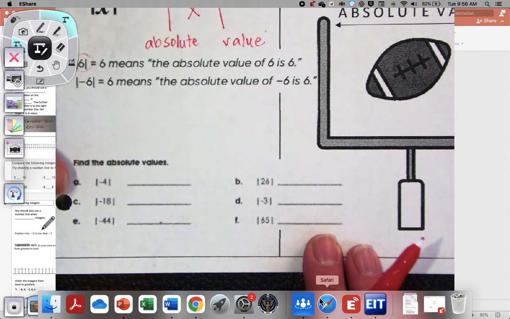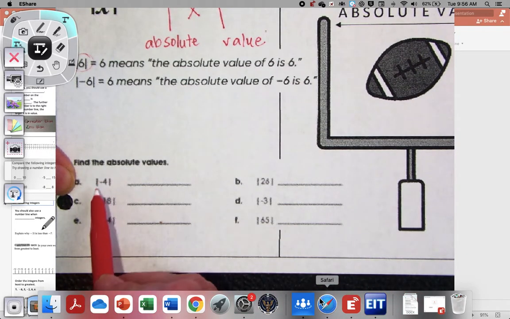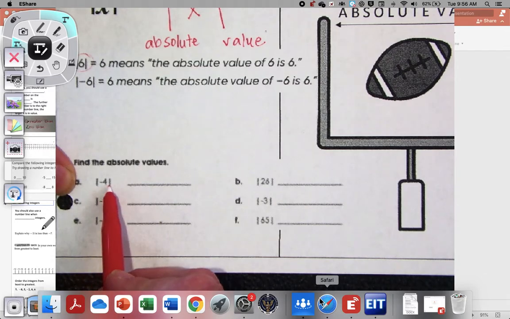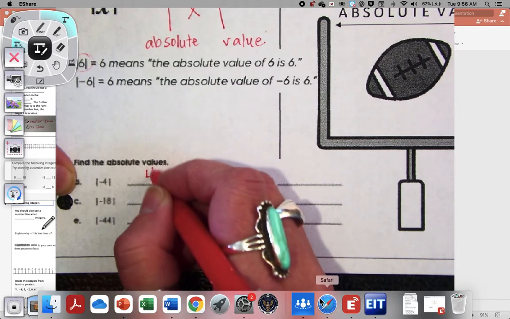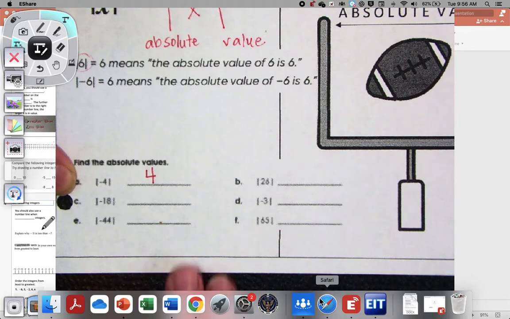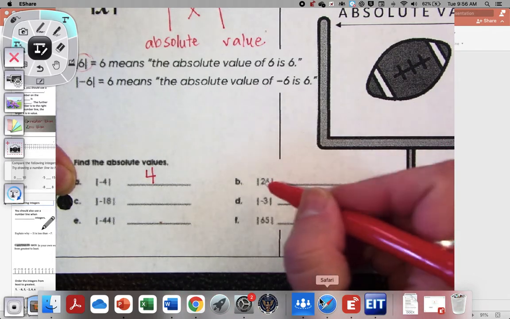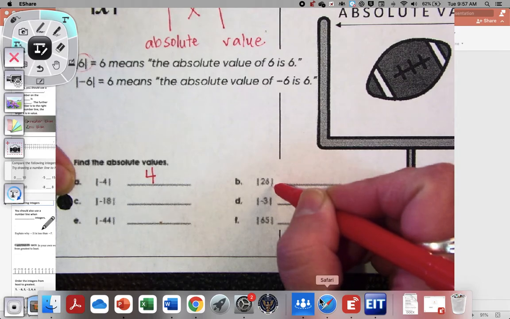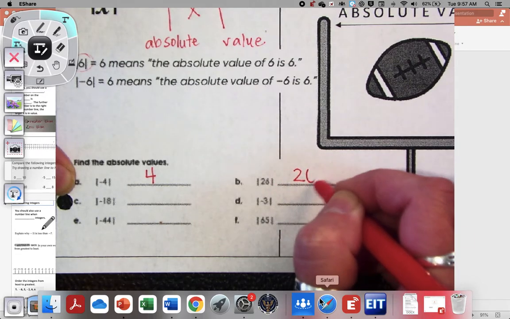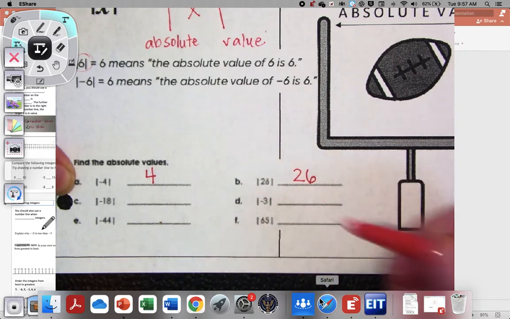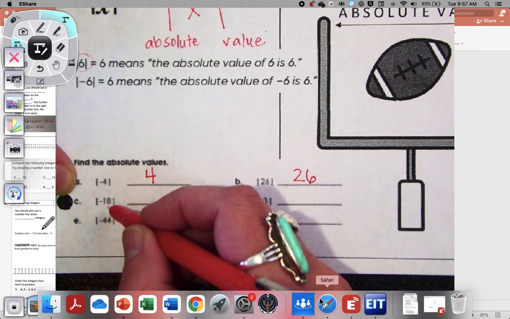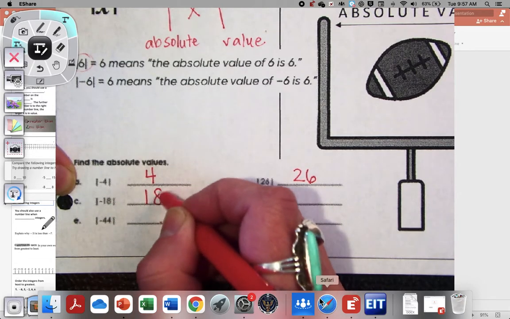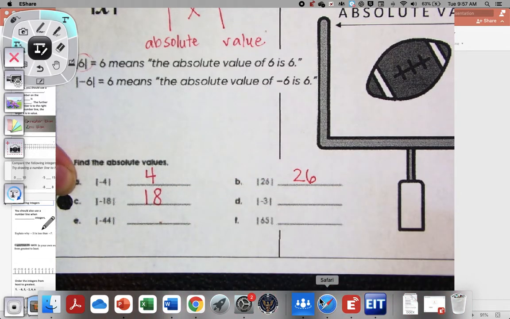some examples. So A would be read, what is the absolute value of negative 4? In other words, how far from 0 is negative 4? Well, it is 4 spaces from 0. What is the absolute value of 26? 26, because it is 26 spaces from 0. What is the absolute value of negative 18? 18, because it's 18 places from 0.